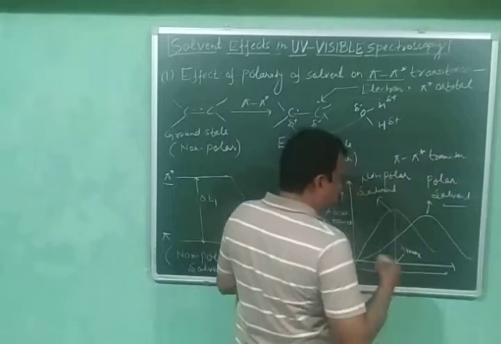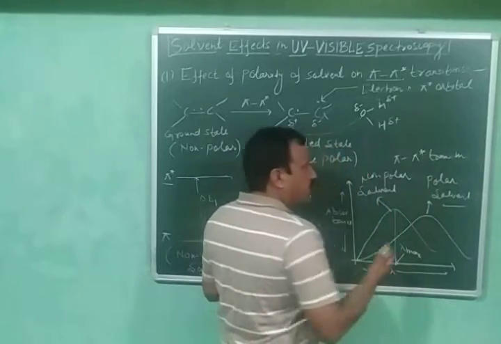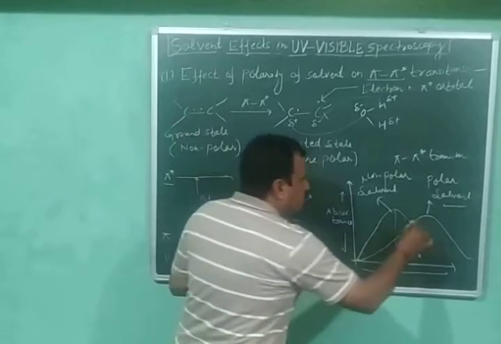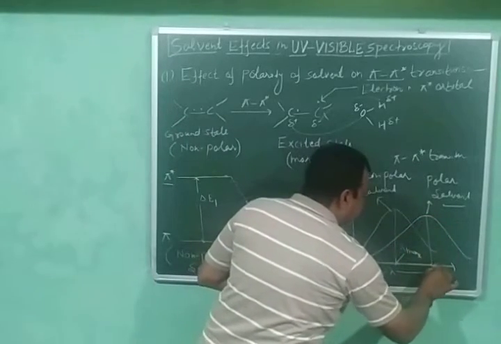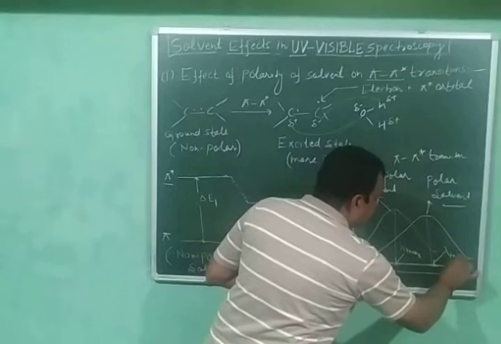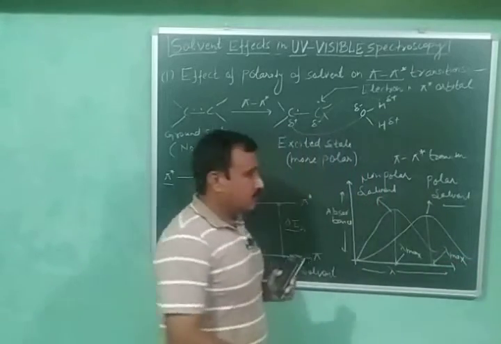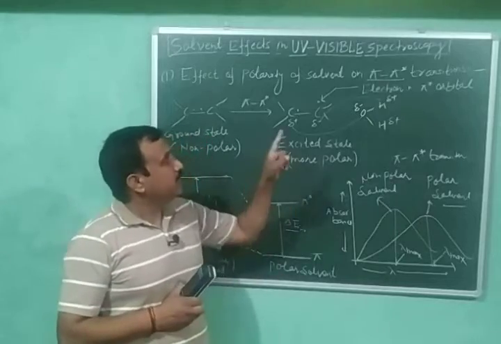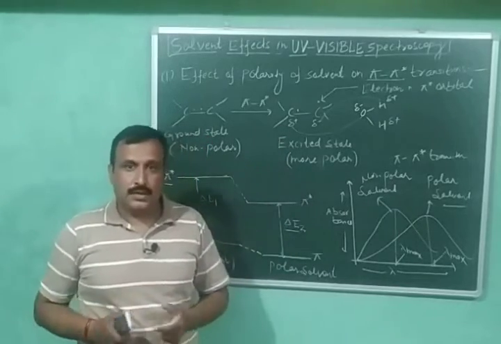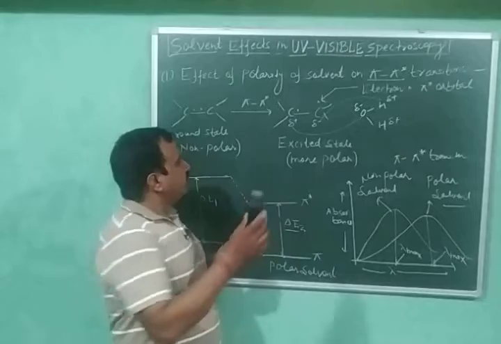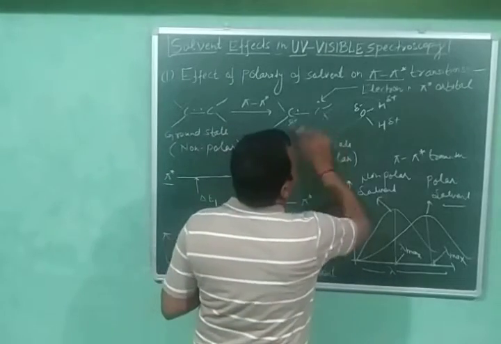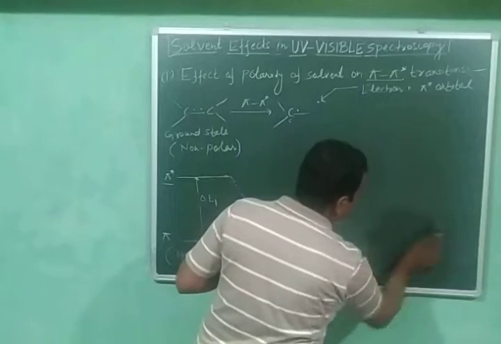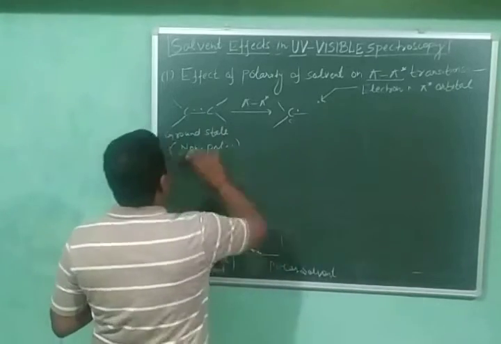Okay, so you can clearly see that as we have changed the solvent from non-polar to polar, the value of lambda maximum has increased. So this is the effect of polarity of the solvent on pi to pi star transition. Now let us discuss the effect of polarity of solvent on n to pi star and n to sigma star transitions.